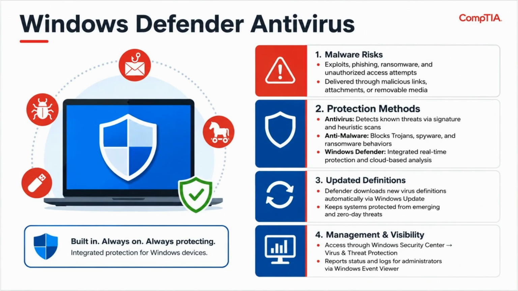Protection methods layer together. Antivirus detects known threats via signature and heuristic scans. Anti-malware blocks Trojans, spyware, and ransomware behaviors. And Windows Defender provides integrated real-time protection with cloud-based analysis. Defender downloads new virus definitions automatically via Windows Update. Manage and check status through Windows Security Center, virus and threat protection, with logs available through Windows Event Viewer.